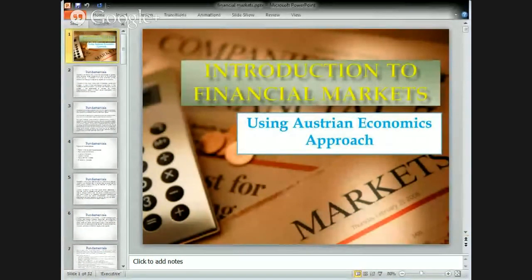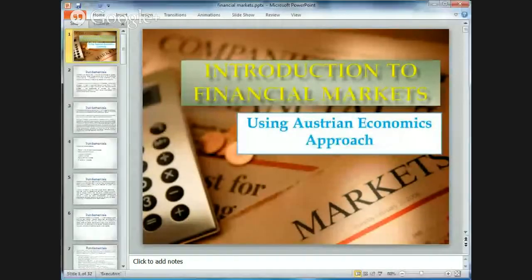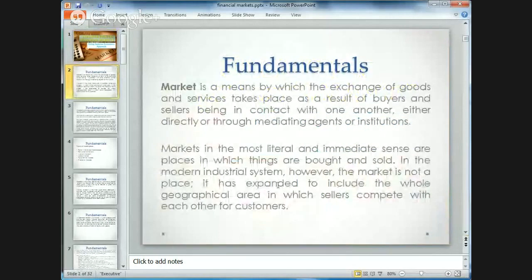So basically, when we are talking about financial markets, we are talking about markets, right? A market is a means or a place where goods and services are exchanged between buyers and sellers, right? And also there are contracts between buyers and sellers. Even these contracts are financial instruments which are traded in markets. So markets in a literal sense are places where these goods will be sold and bought.